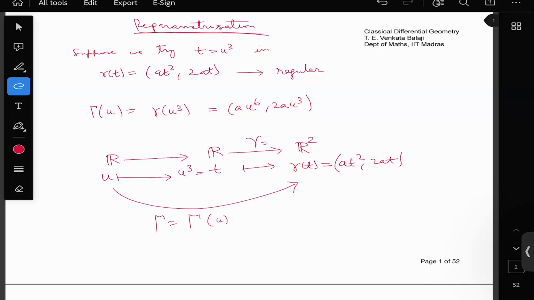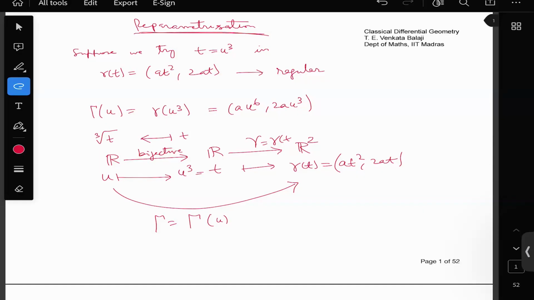Here the original thing was small gamma of t. Now, in this new parameterization, what is the nice thing? The nice thing is that this part is bijective, because there is an inverse. I can take t and simply send it to the real cube root of t. That is well defined, so this is a nice bijective map.